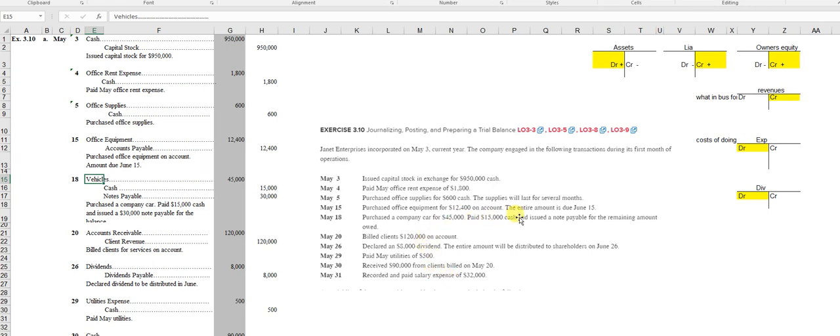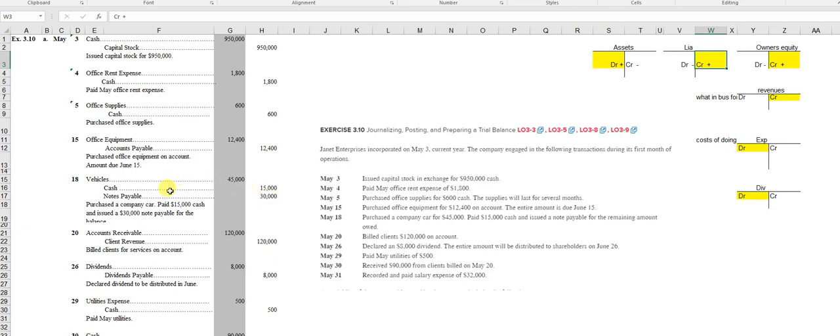I paid $1,500 in cash, so cash is going down, so I credit cash. And I issued a notes payable for the remaining balance. A payable is a liability because I owe it, and my running total of how much I owe people is going up, so I credit notes payable.